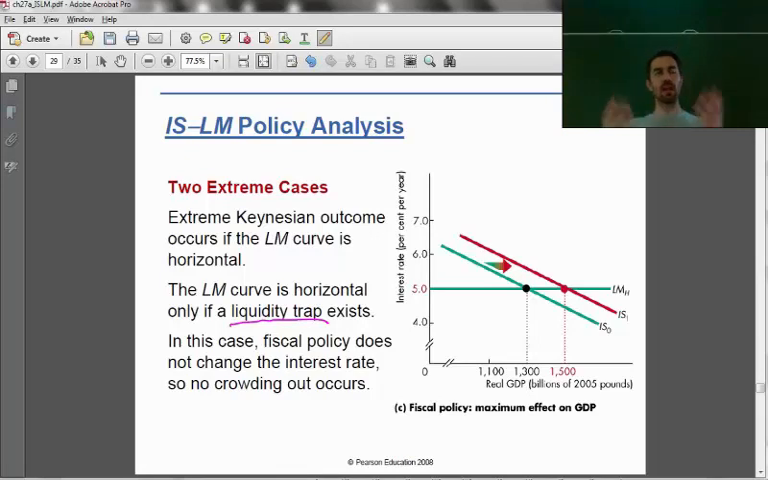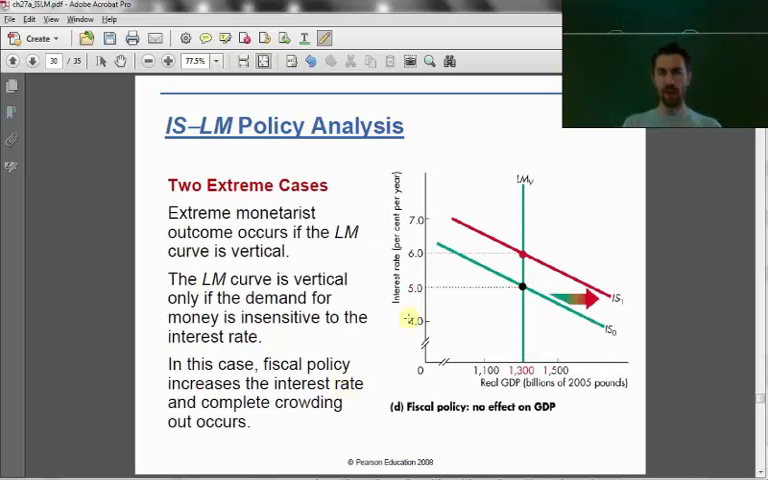So part of the discussion at the time was, well, if you're in a liquidity trap, what do you do? Keynes said, well, why don't we increase government spending? Government spending is going to be a very good way to increase output. So when you have a liquidity trap, you have a very horizontal LM curve, what should you do? Fiscal policy, if you want to try and promote economic growth.